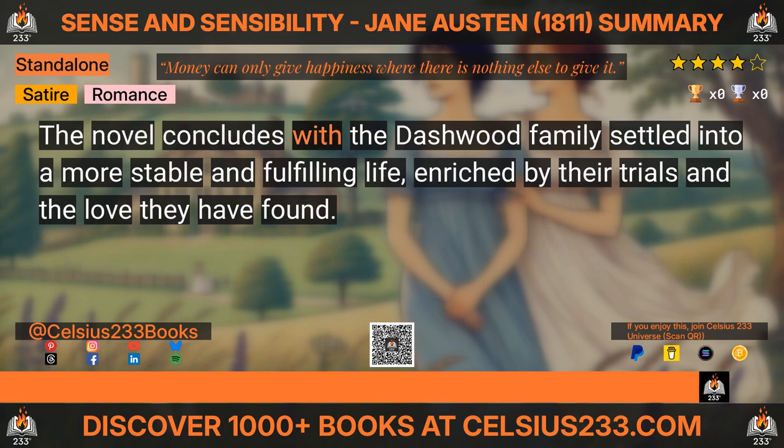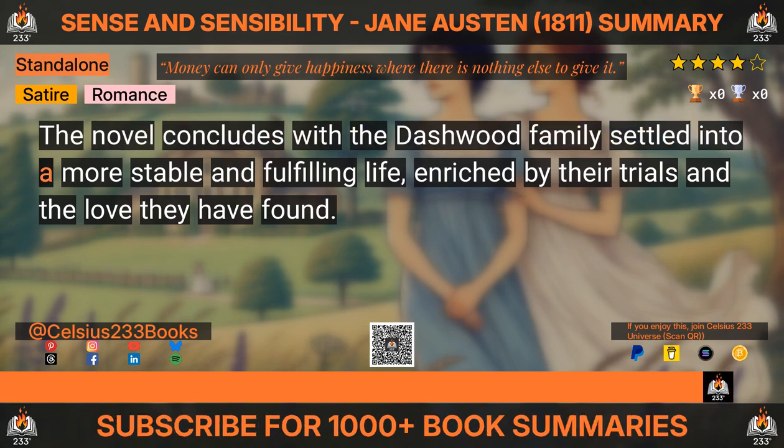The novel concludes with the Dashwood family settled into a more stable and fulfilling life, enriched by their trials and the love they have found.